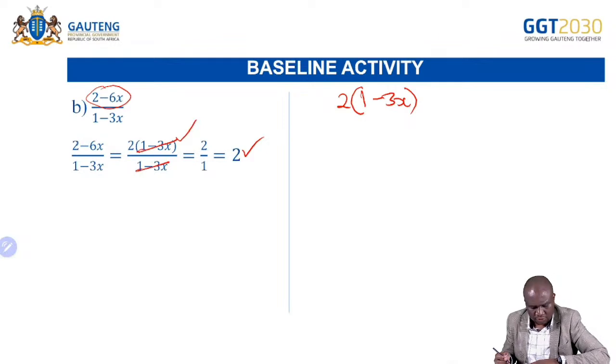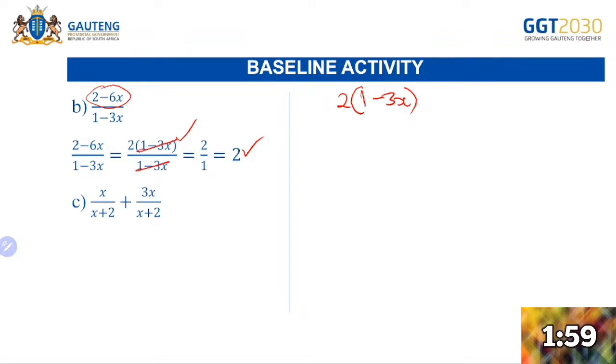We're doing C now. Let's go to C. I'm going to give you 2 minutes to try C. Let's do it.